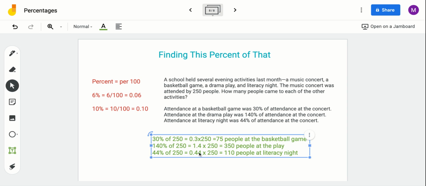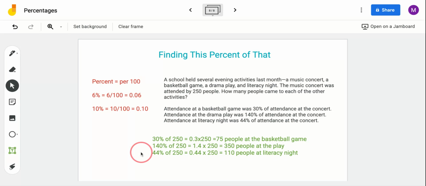Yep. So when we're finding percentages of things, we can use the double number line to help us make sense of things, but we can also just turn our percent into a decimal and multiply it. 30%, 3/10 or 30/100 if you wanted to, times that 100, whatever your 100% is. 140%, 1.4 times 250, 44%, 44/100 times 250. So go ahead and give that a try.